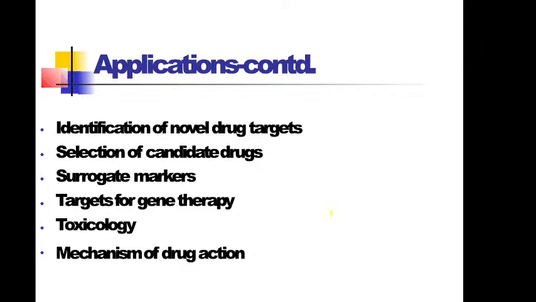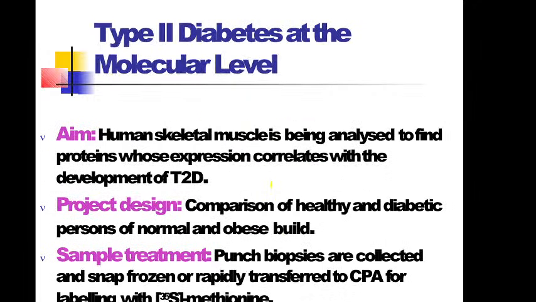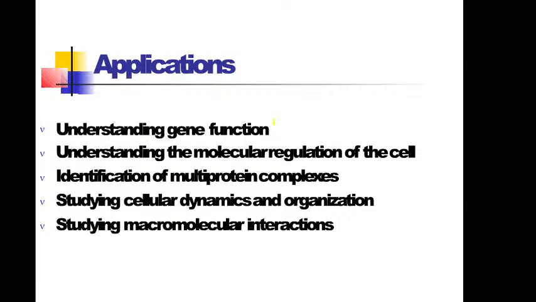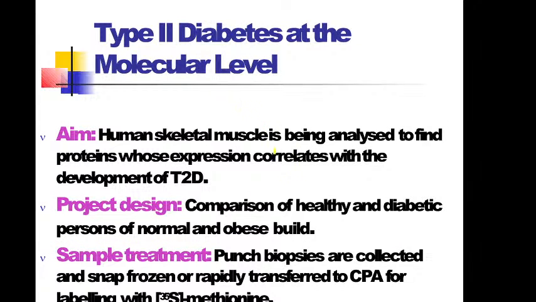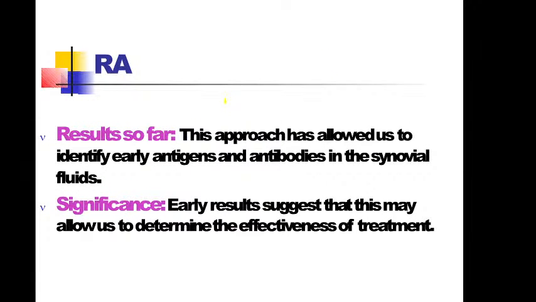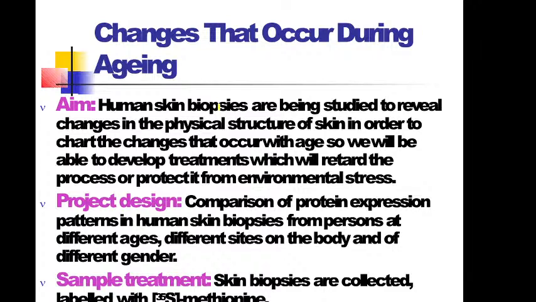They are helpful in drug discovery, in toxicology, in the identification of novel drug targets, okay, and surrogate markers. Everywhere these are quite helpful to all of us. Getting my point? So proteomics is quite helpful in the field of medicine, in toxicology, everywhere. Like diabetes at the molecular level, here also the proteomics approach is quite helpful.